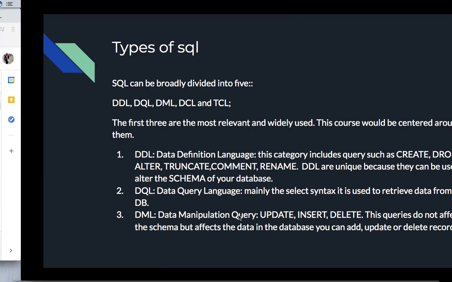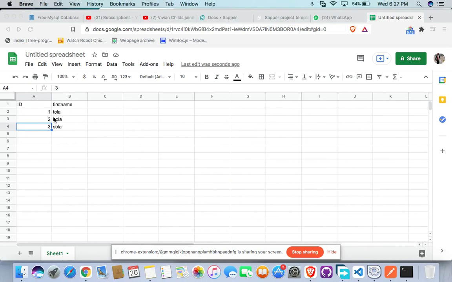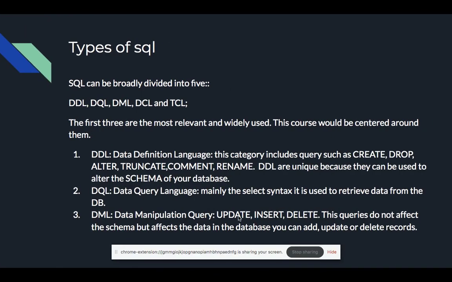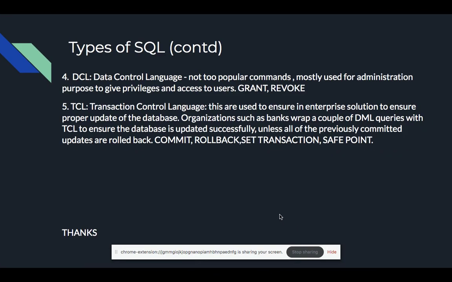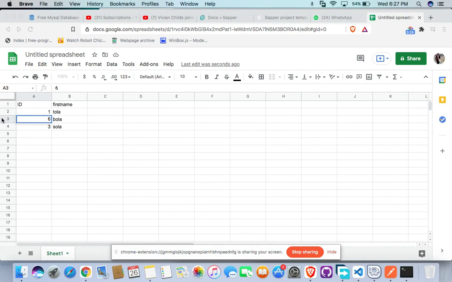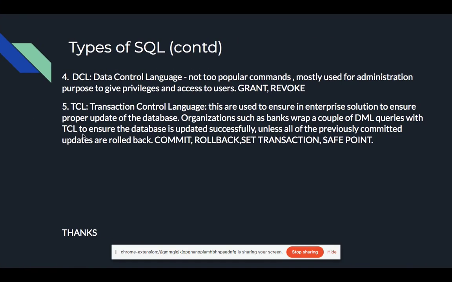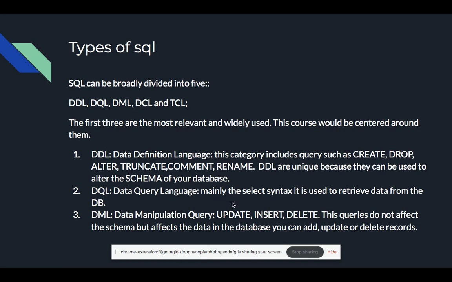If I want to change a value, for instance, I want to change the ID here from 2 to maybe 6, I would use the update query. Now, if I want to delete the record, I want to get rid of the whole of this record in line number 3, I will use the delete query, right? I'll use the delete query. So this is the difference.